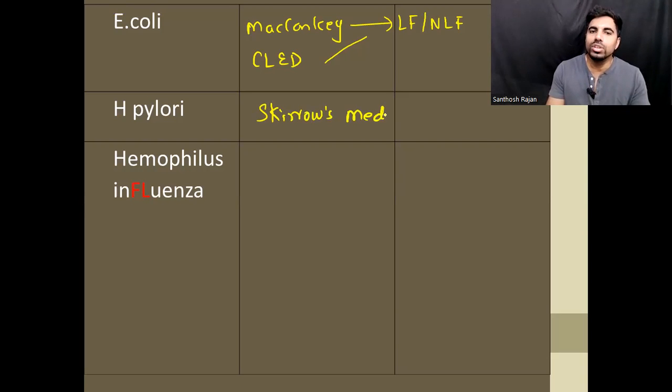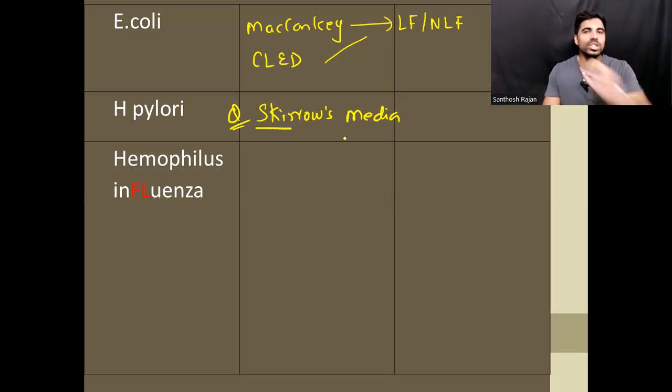Only Skirrow's media. Okay. Skirrow's is common for both Campylobacter and H. pylori. H. pylori also needs Skirrow's media. It's also an important media for specific tests. Ideally, you do what? Urease breath test. That is the easiest, most comfortable, most popular, sensitive, prognostic. Everything is urease breath test.